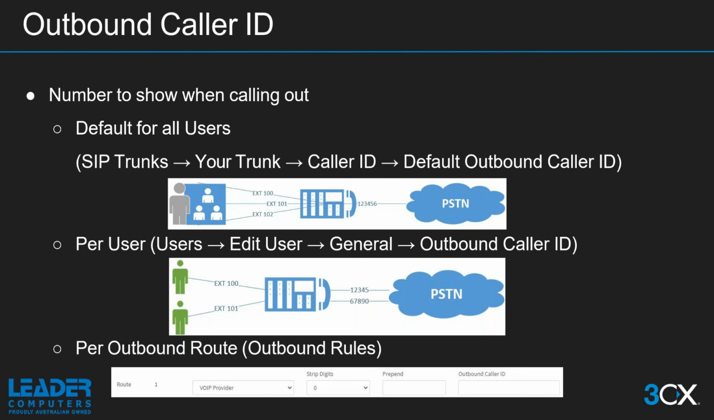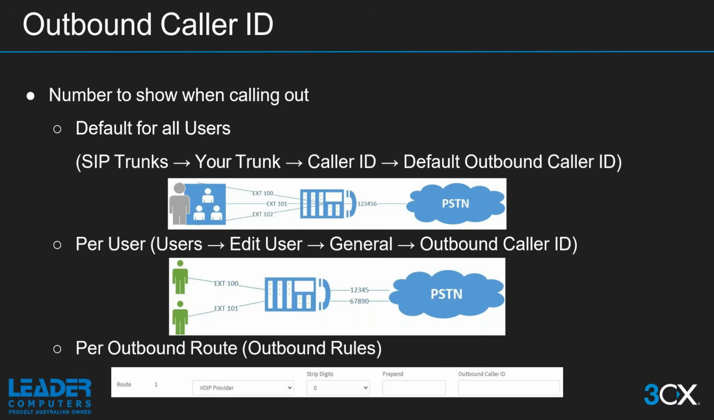And also there is this. As I mentioned previously, there are three places you can enter it: SIP trunk, user, and outbound rules. And you can ask, so I have caller ID A on a SIP trunk, caller ID B on a user, and caller ID C on the outbound rule. If I make a call, which caller ID is it going to use?